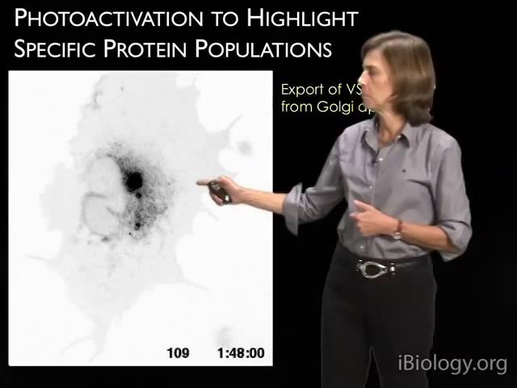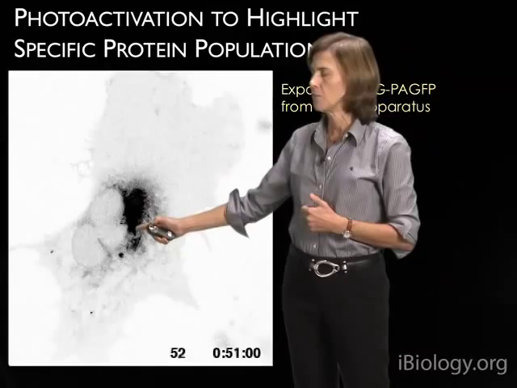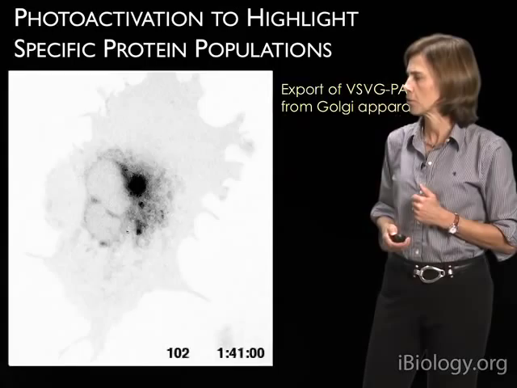And here's an example of a cell expressing one of these photoactivatable fluorescent proteins tagged to a protein that moves through the secretory pathway. And you can see here we can switch on these molecules in the Golgi, and you can then watch them move out to the cell surface.